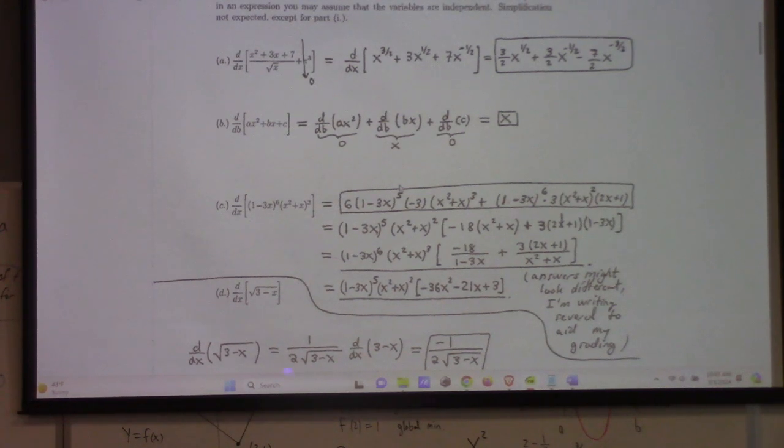I think a lot of people got part D right, which is good. So that's just chain rule basically. We've got the 1/2 power, so 1 over 2 times the square root of the inside function, multiplied by the derivative of the inside function, which gives you a minus here. So yay.